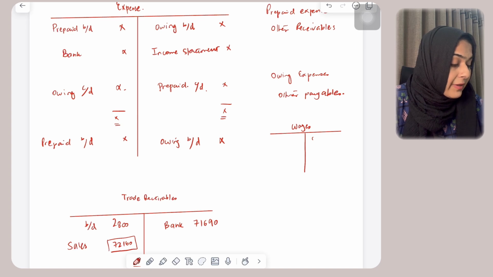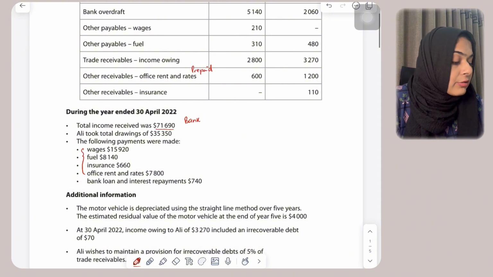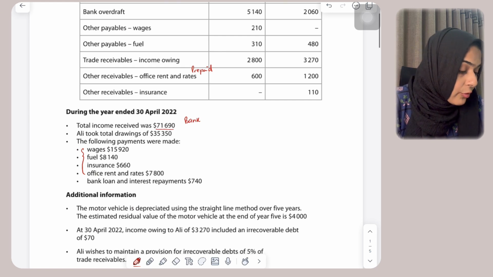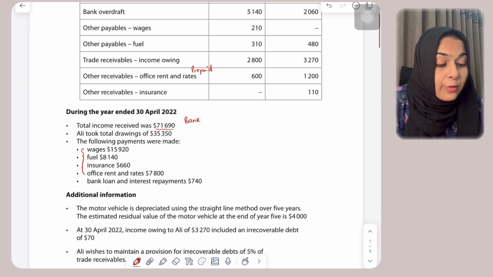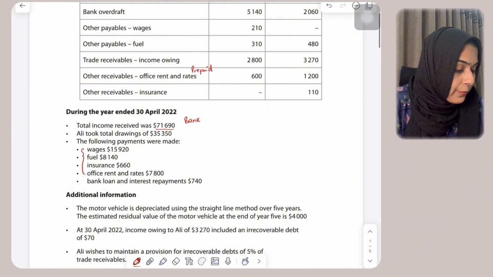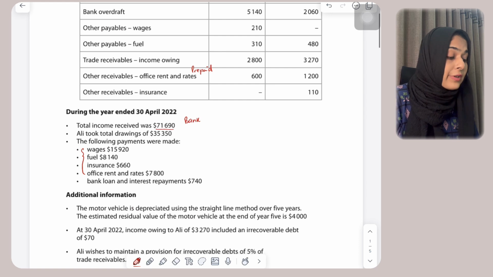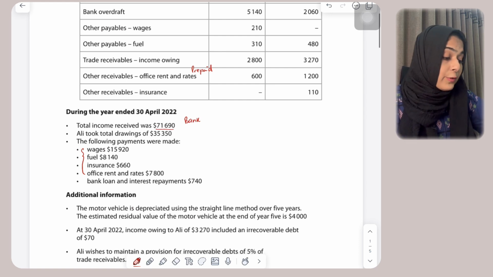Then I will make my fuel account. So for fuel, again the owing brought down will come on the credit side. Here we have other payables at start and other payables at end. So you start with an owing brought down, that will come here, 310, and other payables at end is 480. So I'll write here owing carried down is 480. Then for bank, we have paid 8,140 for fuel. So I'll write here 8,140. Again for fuel you'll do fuel account debit, bank account credit. That is why it is coming on the debit side of the fuel account. From here you will calculate the value for the income statement.